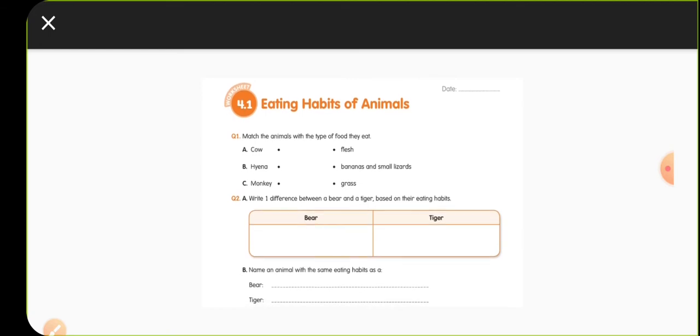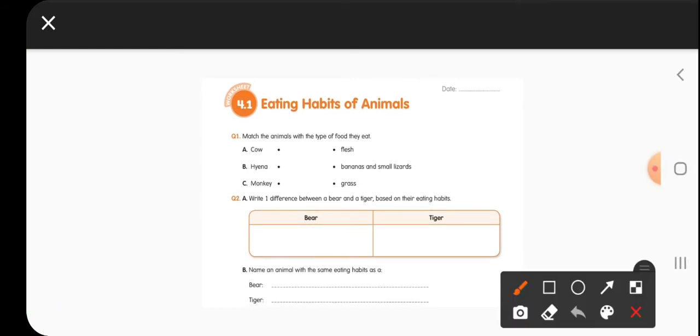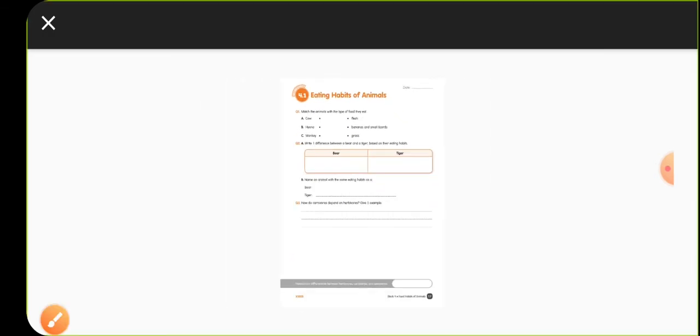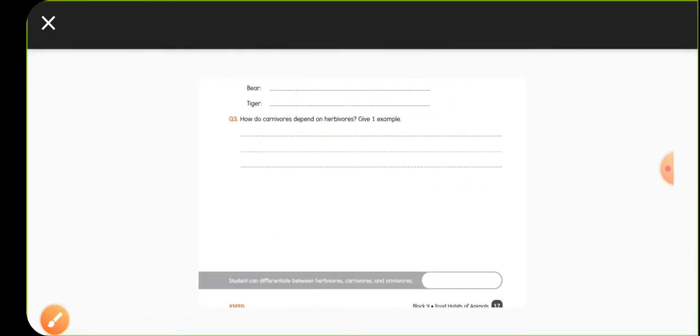The first one is cow. Cow, what is it eating? Very good, cow eats grass. When it comes to hyena, it is eating flesh. When it comes to monkeys, it's an omnivore, so it is eating bananas and small lizards. So now let us see the next question, children.